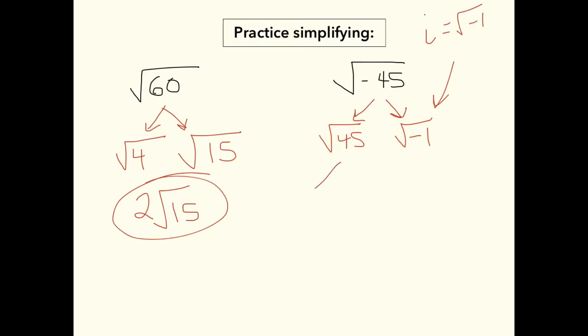So the square root of 45 I'm going to turn into square root of 9 times the square root of 5, because 9 times 5 is 45. And I can take the square root of 9, that's 3, and the square root of 5 stays. And then the square root of negative 1, remember we said is i. So it comes down here. And there you go.